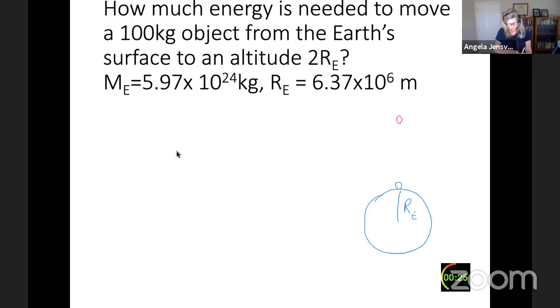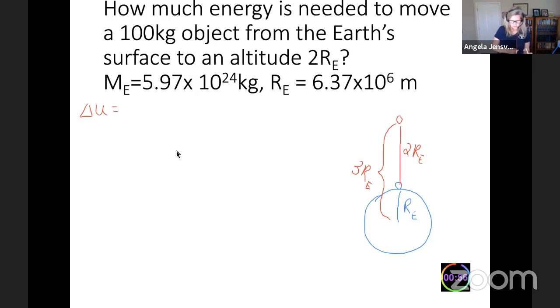It's not to scale. This distance is 2 times the radius of the Earth, not 3, the radius of the Earth. So that means that the distance between their centers after you move it is 3 R_E. That's half the battle, just drawing a picture and figuring out what the distance between their centers is in both situations. So, okay, now that we have that, I think it's not so bad.